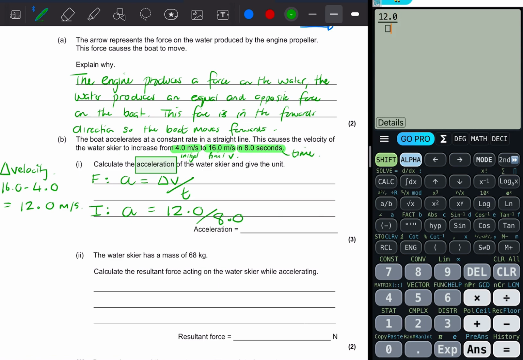12.0 divided by 8.0 is equal to 1.5. Let's just check it. 12.0 over 8.0, and again we've got 1.5. So I'm going to trust that that's the answer. 1.5. Ooh, we have not got our units. So that's going to give us an extra mark. So the units of acceleration are meters per second squared. Very often people just write meters per second. But remember, it's meters per second squared.